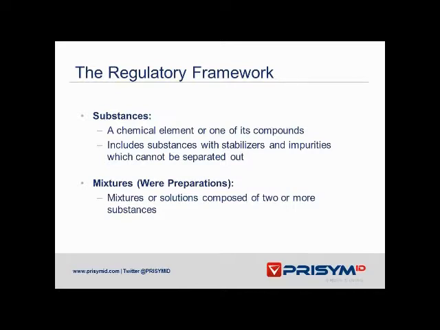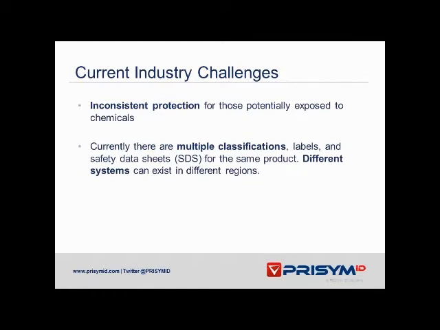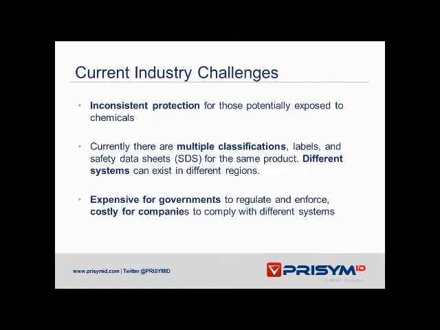So why do we need the GHS? There is inconsistent protection for those potentially exposed to the chemicals. Currently, there are multiple classifications, labels and safety data sheets, SDS, for the same product, different systems can exist in different regions. It's also expensive for governments to regulate and enforce, and it's costly for companies to comply with different systems. So the introduction of the GHS within chemical labelling eradicates these problems.